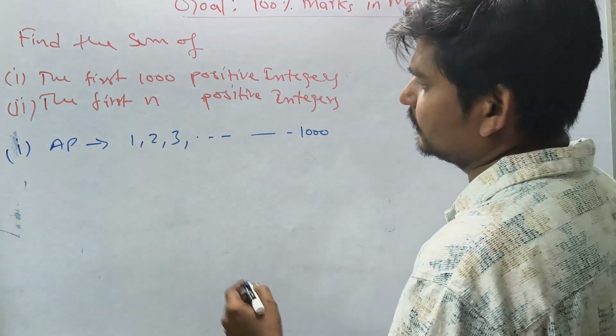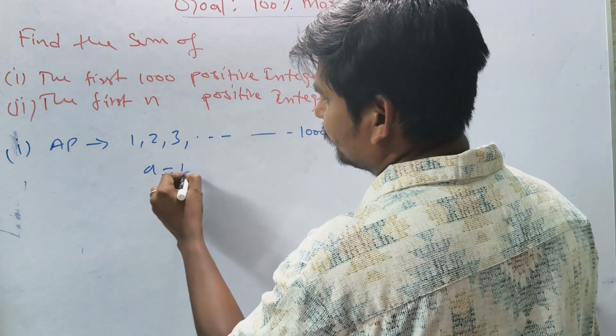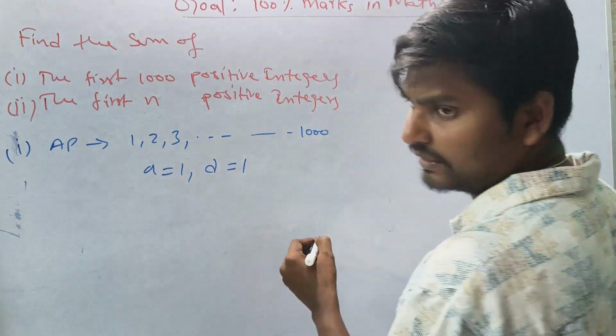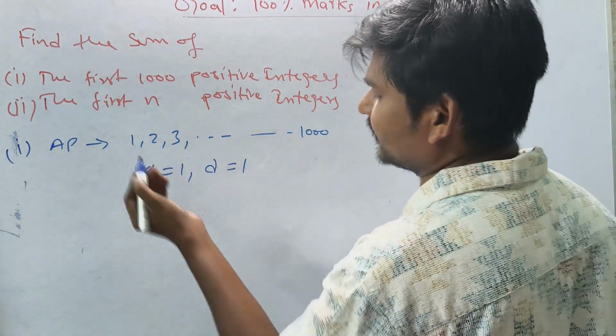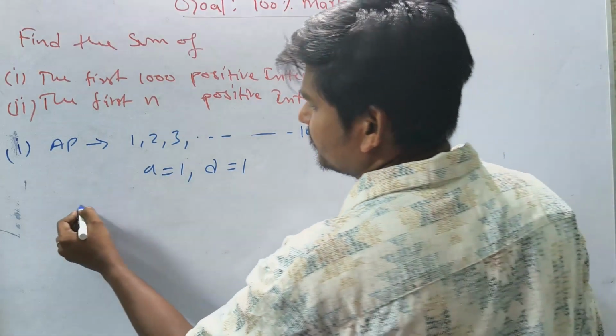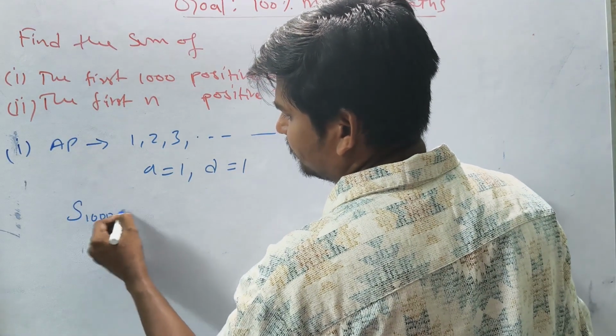Now see here, in this, a is what? 1 only. d is what? 2 minus 1, again 1 only. Clear? We already discussed T2 minus T1. Everybody follow it.